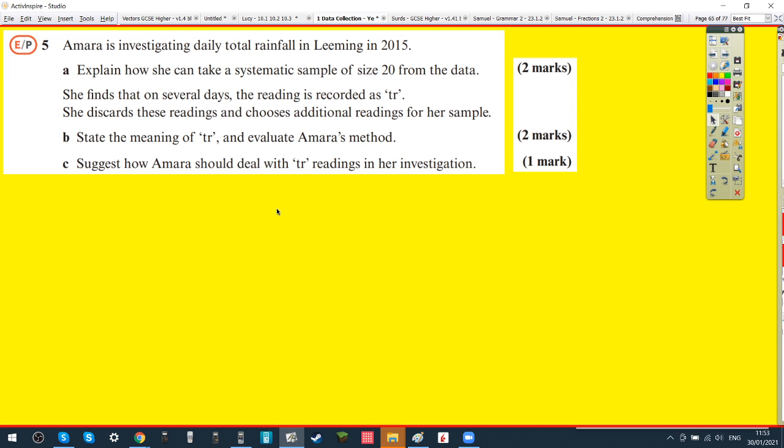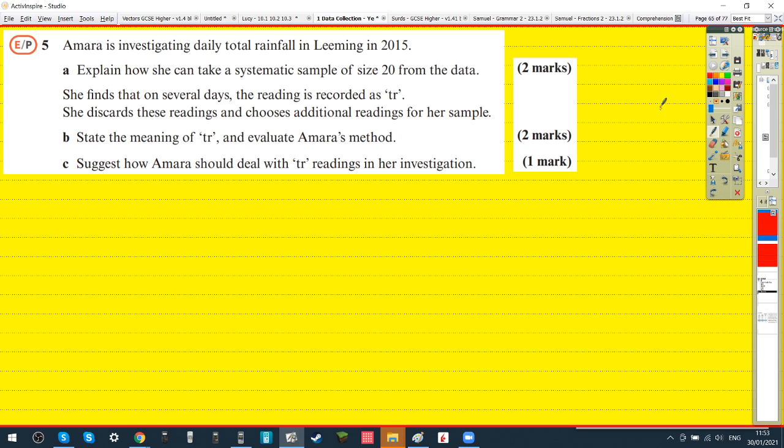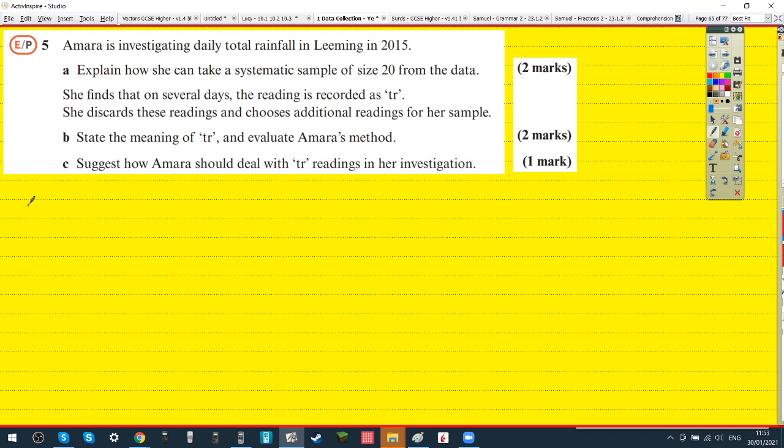Let's see. What is question B? State the meaning of that. It means that the value is very, very close to 0, but it doesn't get to 0. I think it's trace, and so it's like, okay. And how could she deal with that one? She could just write it as 0.